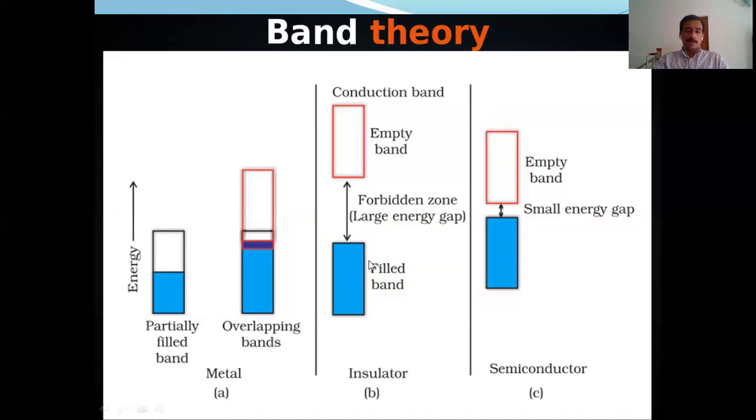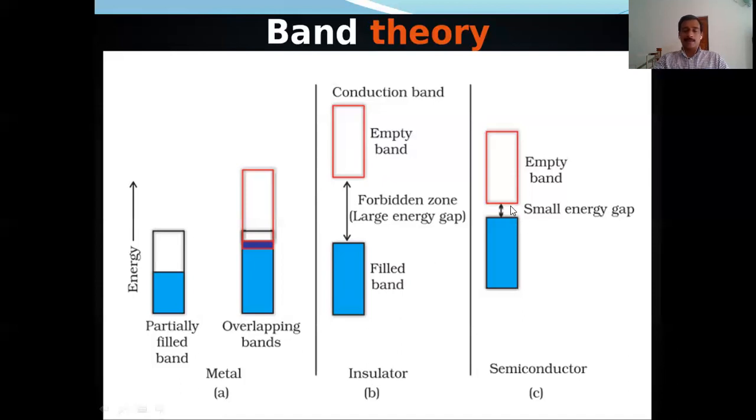So, such solids are insulators. There is no conduction. There is no electron in the conduction band. There is a large energy gap. So, promotion of electron from valence band to conduction band is not possible.